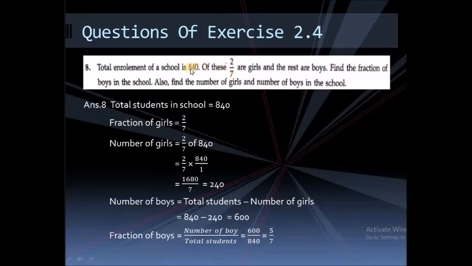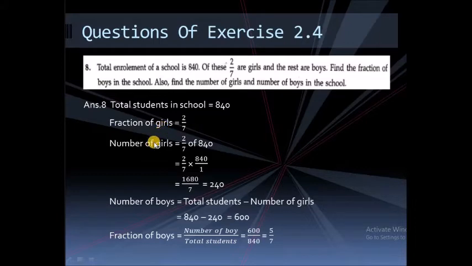That means if total students are this many, then 2/7 of this total number is our number of girls. And the remaining are boys. Find the fraction of boys. Also find the number of girls and number of boys. So here you can see the total number of students is 840. Out of 840, 2/7 part is girls.